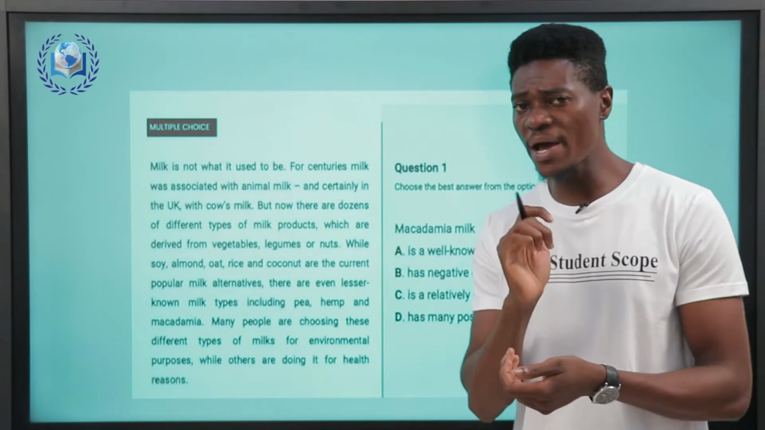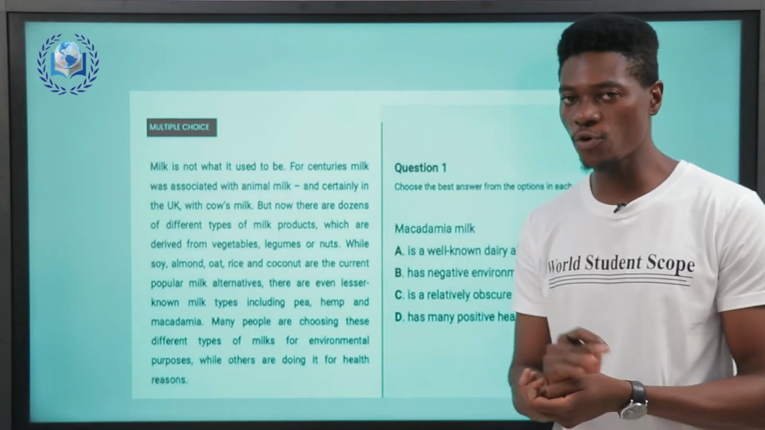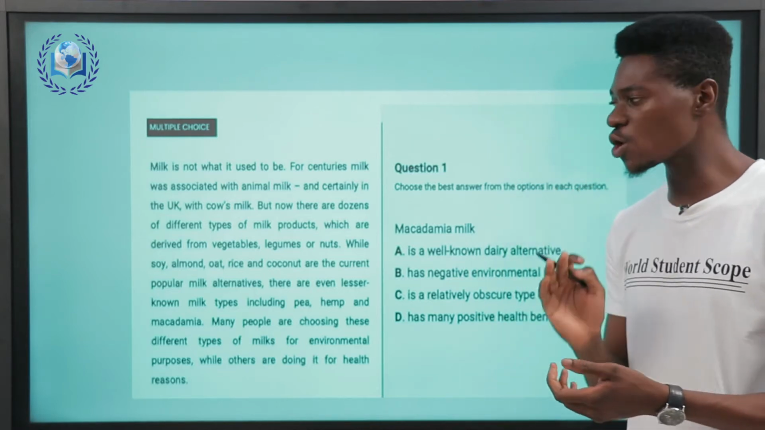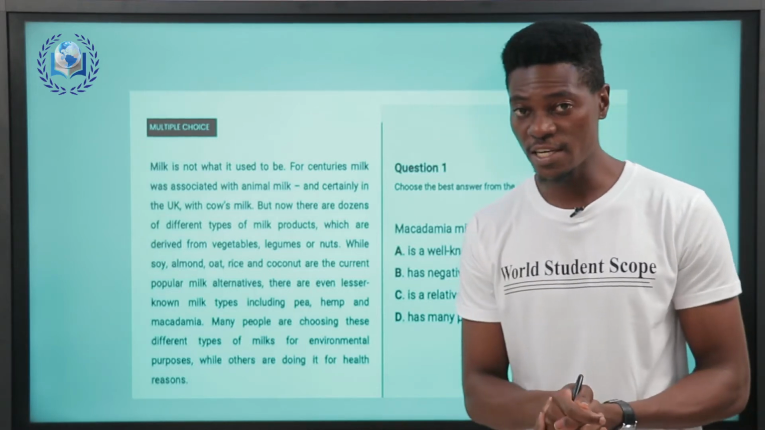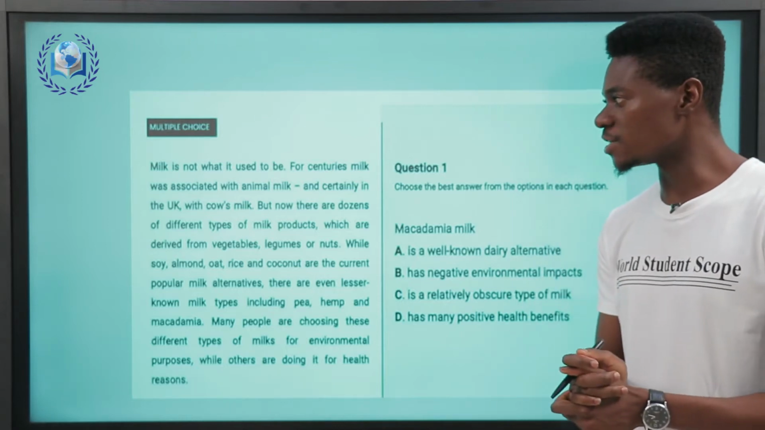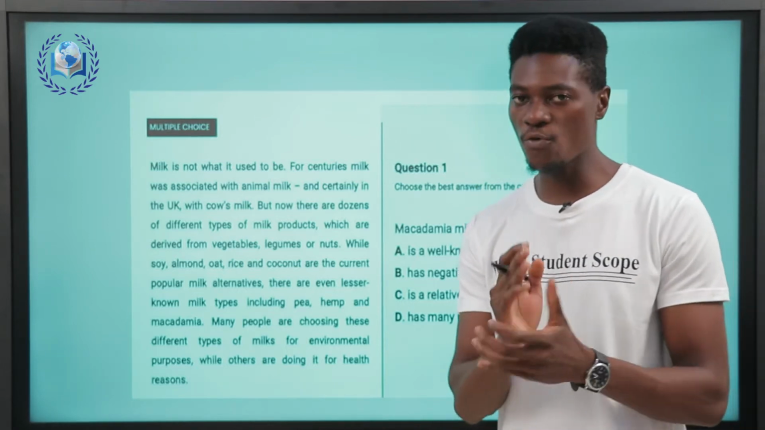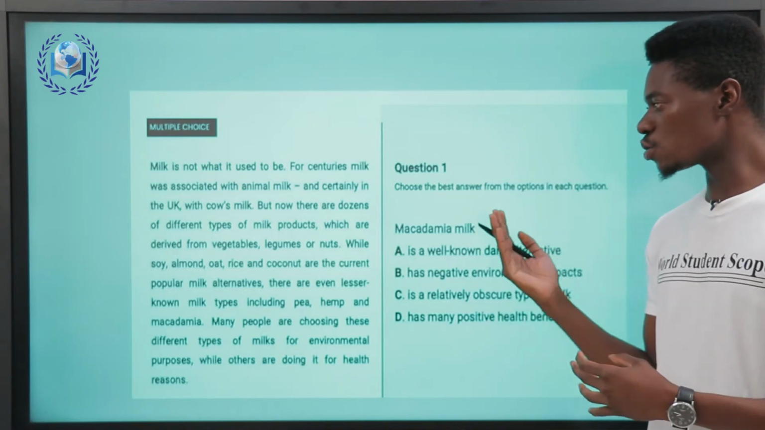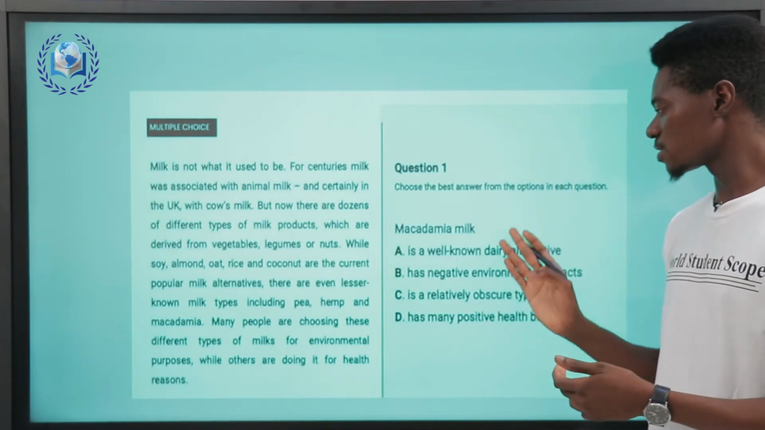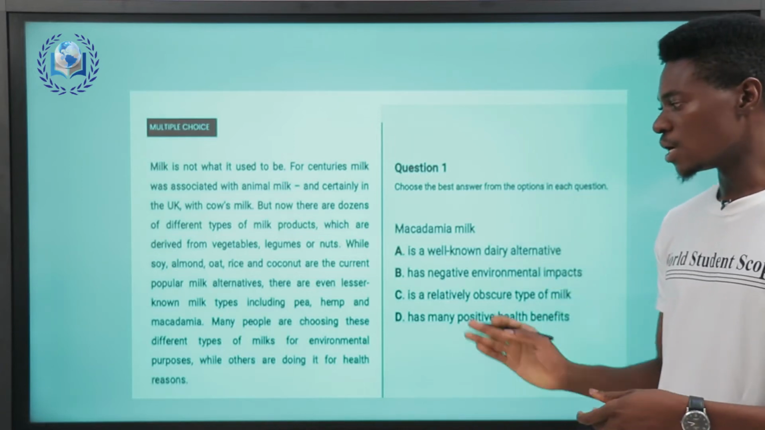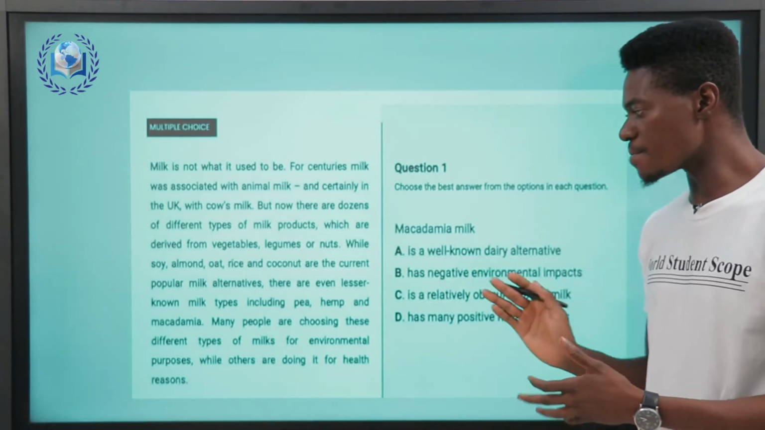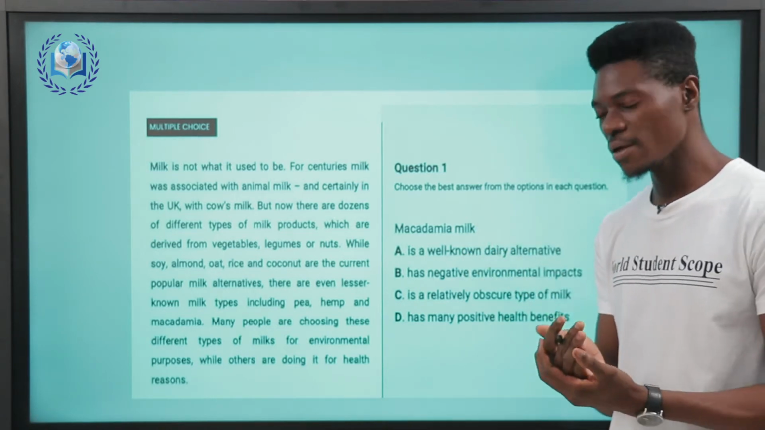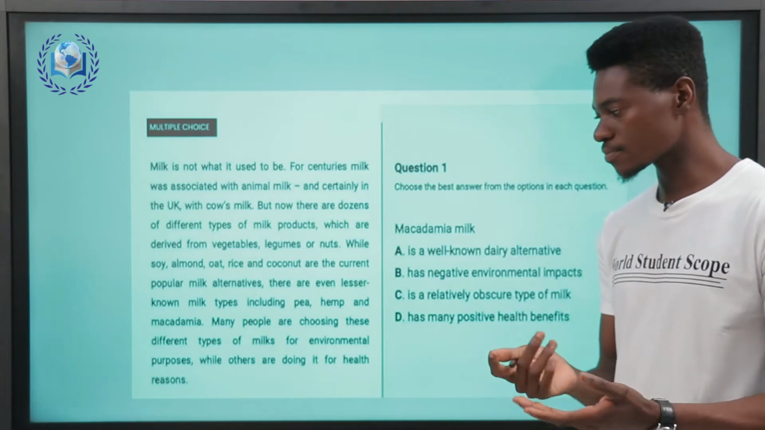Many students confuse this type of question. But today, I'm going to teach you how to solve it very easily, and if you are interested, I will teach you more types of questions. For example, this question: choose the best answer from the options in each question. We have this question about macadamia milk, and we also have the multiple choices A, B, C, or D.